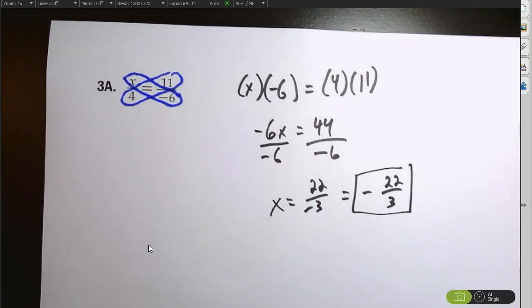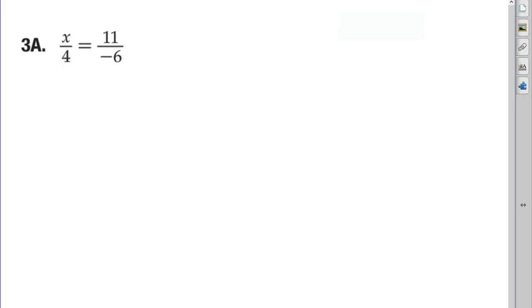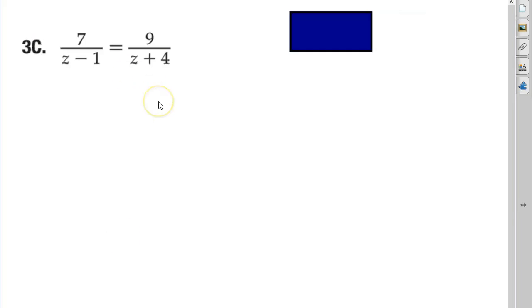Okay. All right, now the next problem. So this one's got a little bit more work to it. 7 over z minus 1 equals 9 over z plus 4. So I'm guessing if you forgot how to do any of these proportion solving wise, it might be this one they make a mistake on. So, pause it, do your work, and then answer the question.